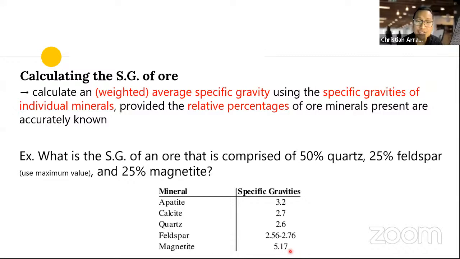How do you know if your answer is correct here? The answer that you should get should be between all of those values. Should be between 2.6, 2.76, and 5.17. Kasi yun yung components niya. Dapat hindi nalalayo dun sa tatlong yun yung values mo.